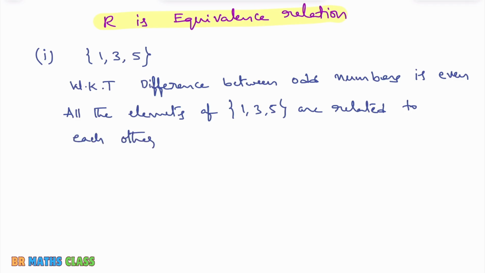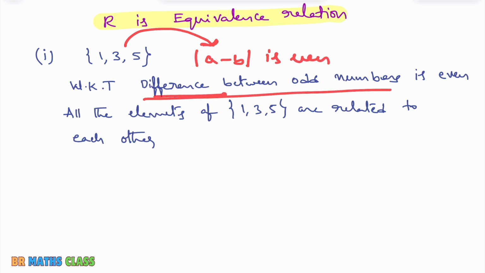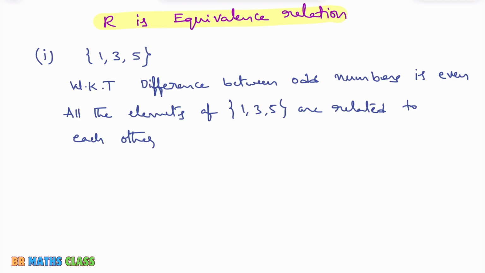Hope you understand. When we say one element is related to another element, it must satisfy the condition that the modulus of the difference of any two numbers in this set is even. Clearly, the difference between two odd numbers is even. So, modulus of A minus B is even. So, all the elements of set {1, 3, 5} are related to each other.